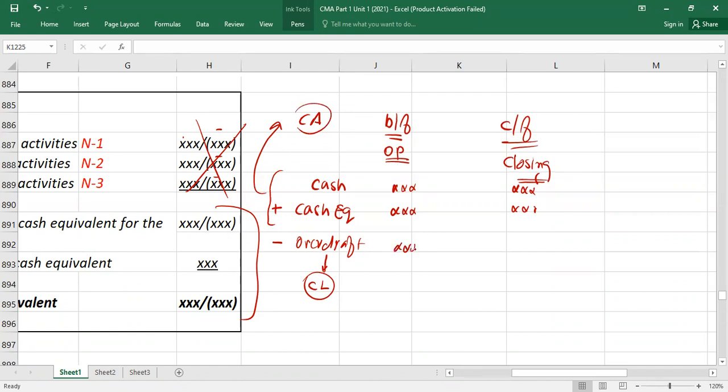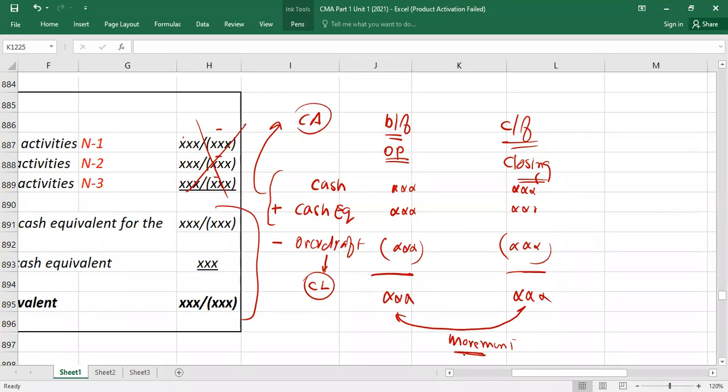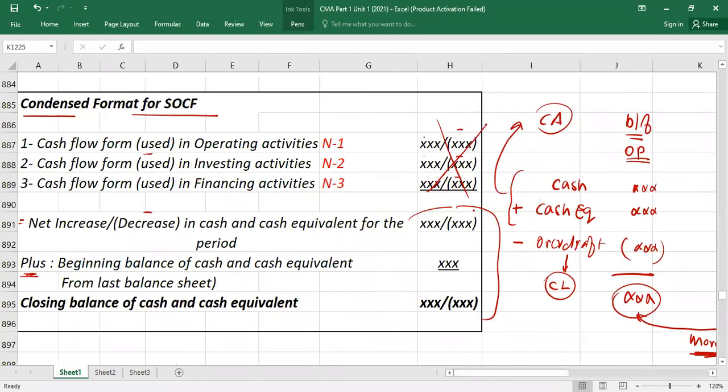Right? So overdraft value, if you have any value, you will deduct. So this is the final value of opening, and this is going to be the final value of closing. And the difference between these two is called movement. It is also called net increase or decrease in cash and cash equivalent balance for the period. The difference of opening values and closing final values you can place here. This is called net increase or decrease in cash and cash equivalents for the period. Right? And you can complete this format.